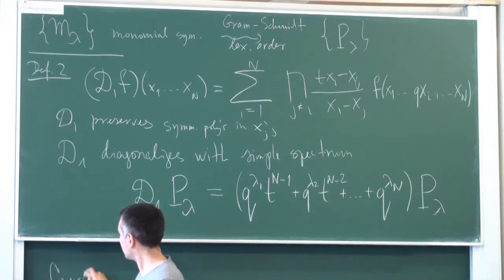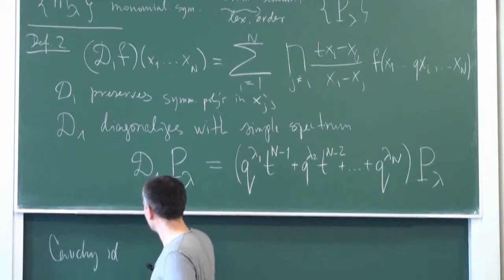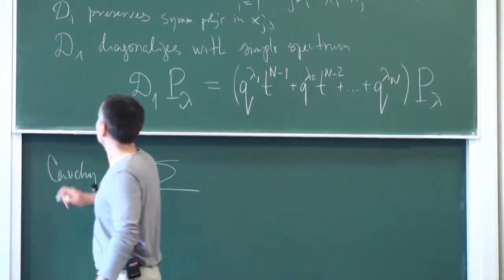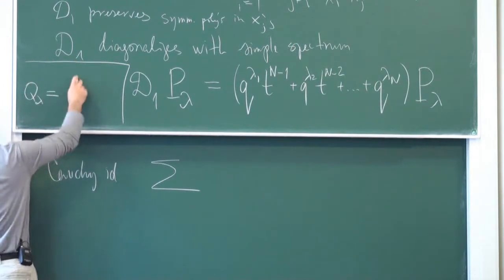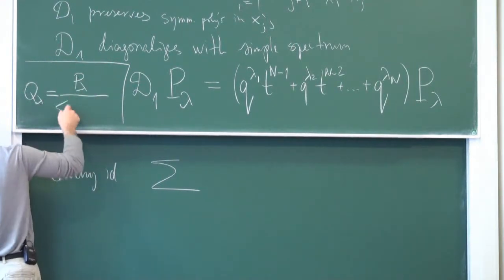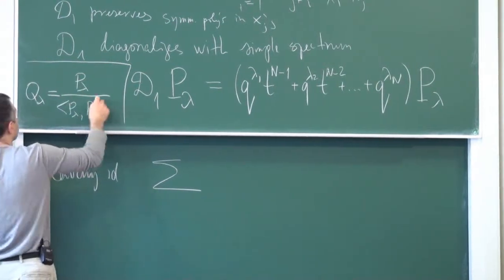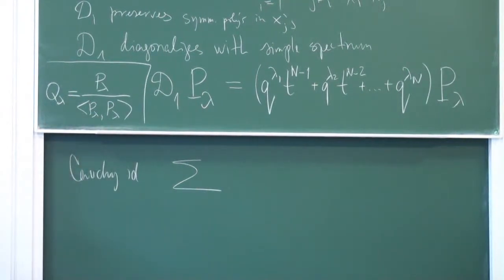So the Cauchy identity has the following form. Let me write, so here is a piece of notation. Q lambda is going to be P lambda divided by the inner product of P lambda with P lambda. So this is the dual basis. In the case of the Schur functions, this quantity is 1, and so Q and P are the same. Now Q and P are the same polynomials, differing by a constant.